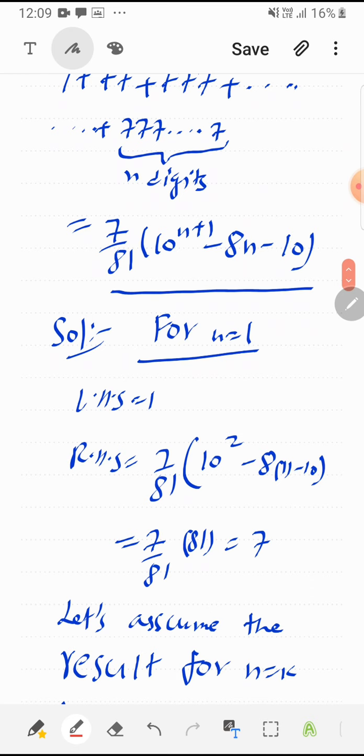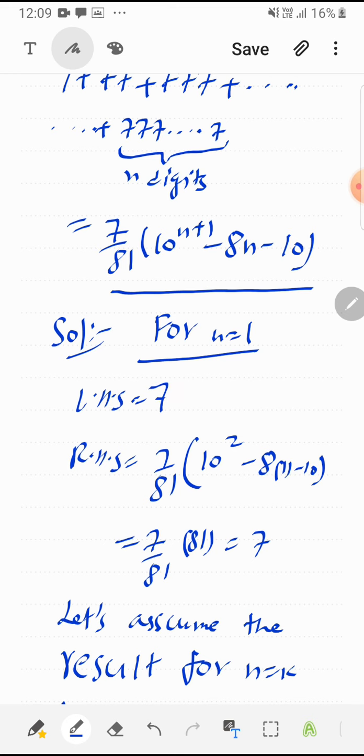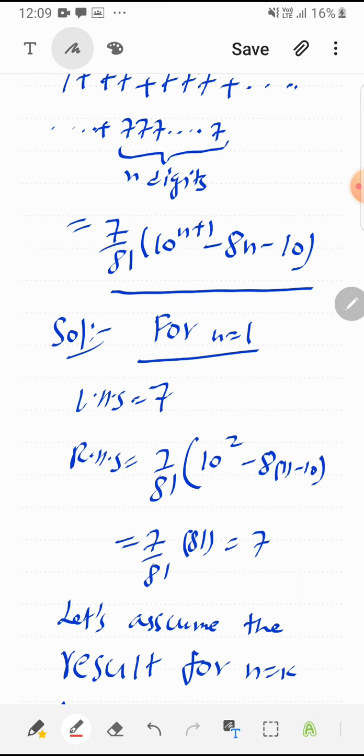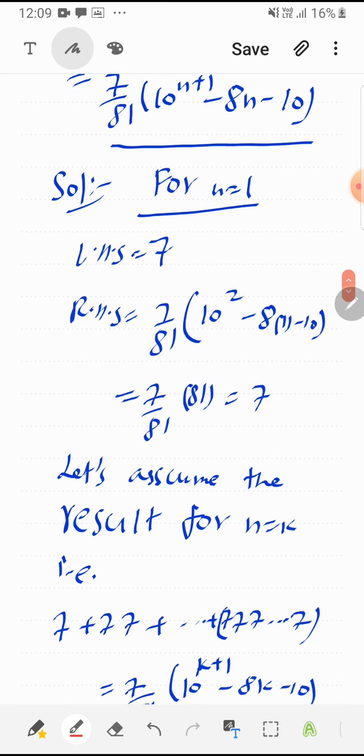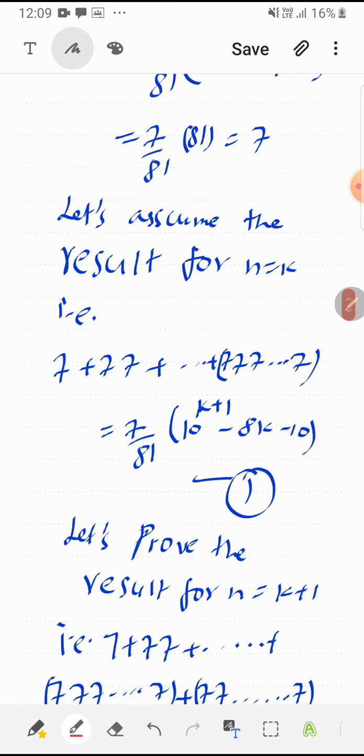For LHS, this value is 7, not 1. Let me correct this term, it is 7. Now for RHS it is 7 by 81 into 10 square minus 8 minus 10, which is 81. So overall it is 7 left. So for n is equal to 1 it is true. Now let us assume the result is true for n is equal to k, that is, put n is equal to k everywhere. So this is my equation number 1.